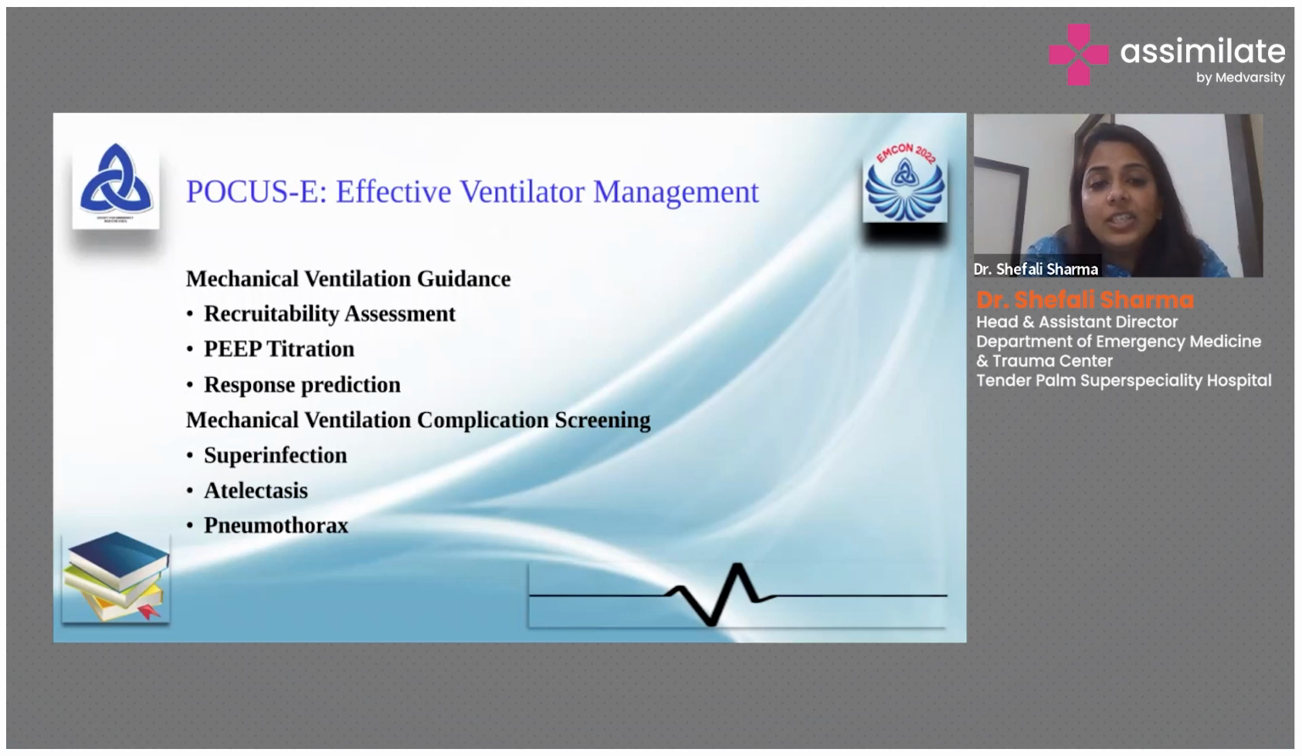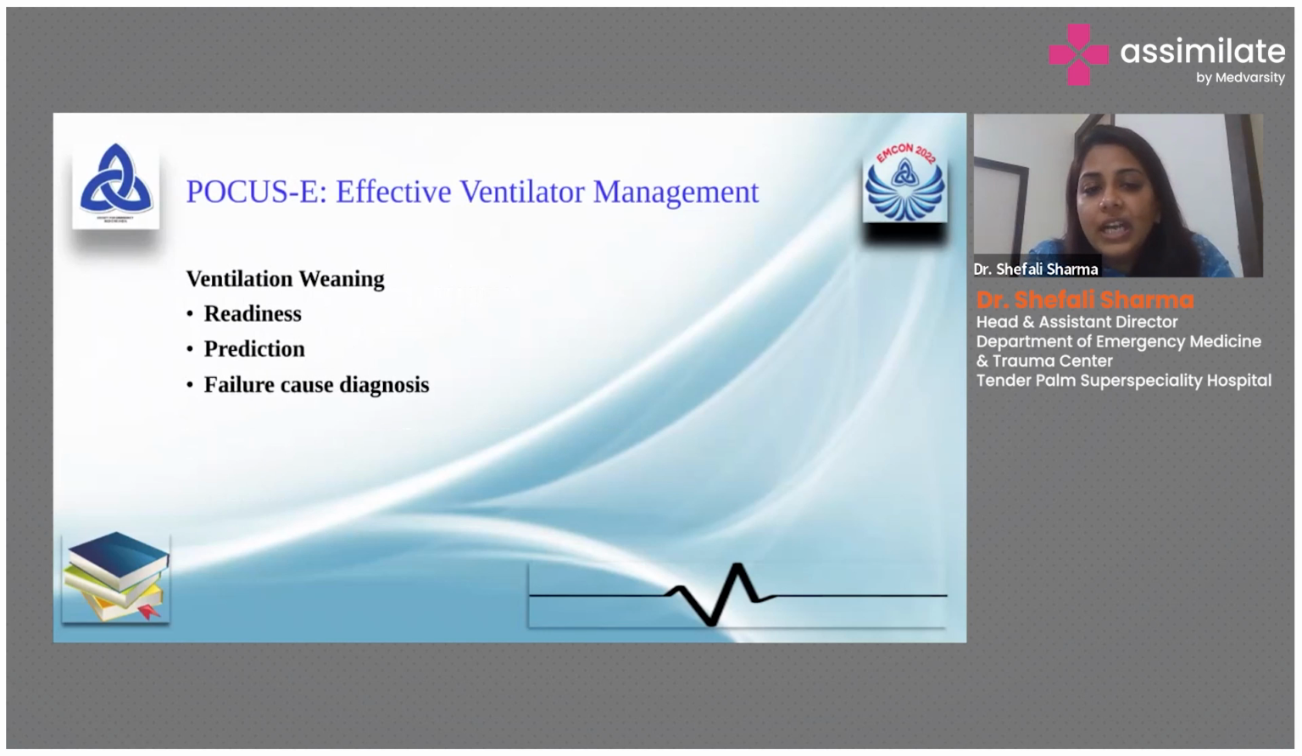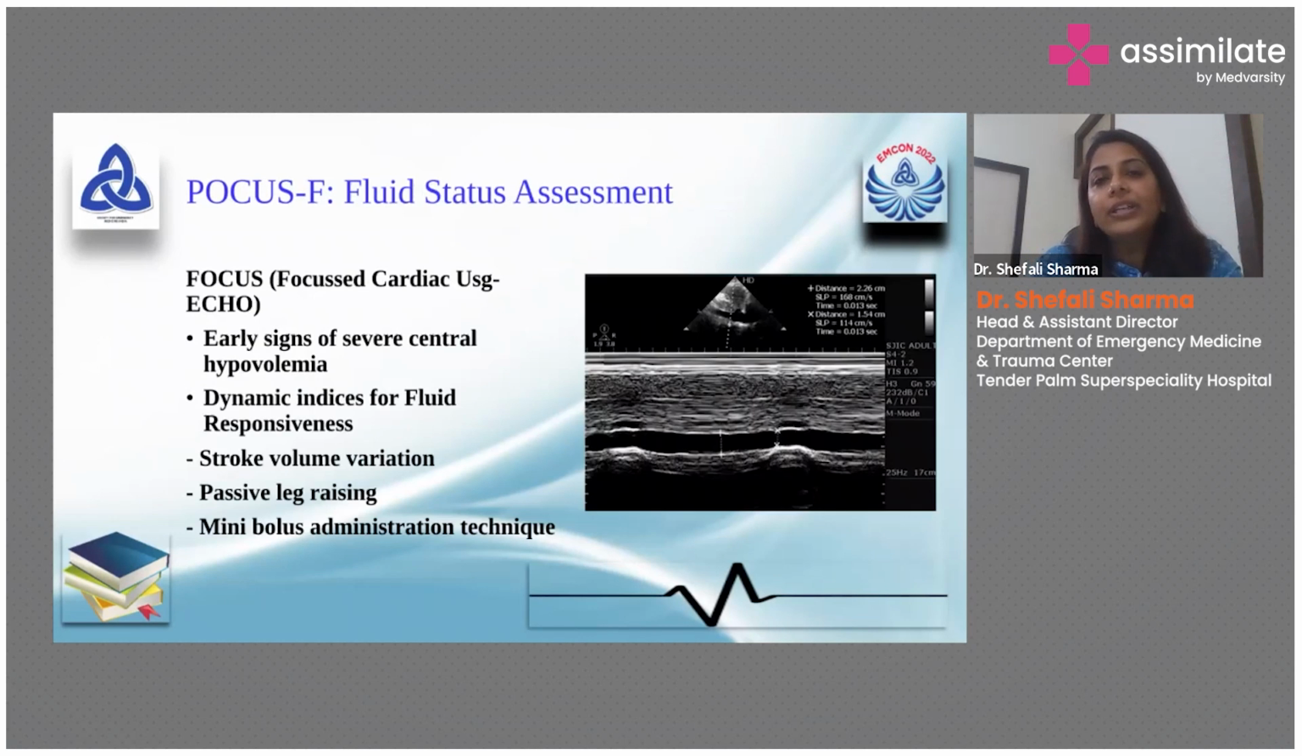Ventilation weaning. In ventilation weaning also, ultrasound can be used by seeing the readiness and the prediction. If we started the patient on weaning from the ventilator and we are unable to wean, it can help with the cause diagnosis of the failure of weaning. That is going into a deeper aspect of using ultrasound, how to see the ventilatory part of it, and how to assess the response of the ventilator on the patient.